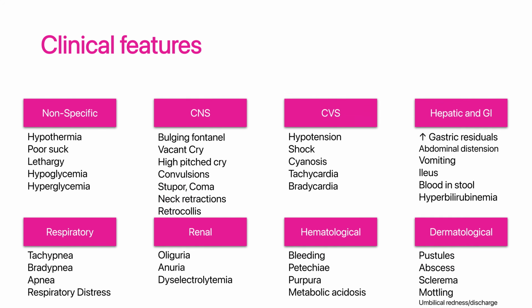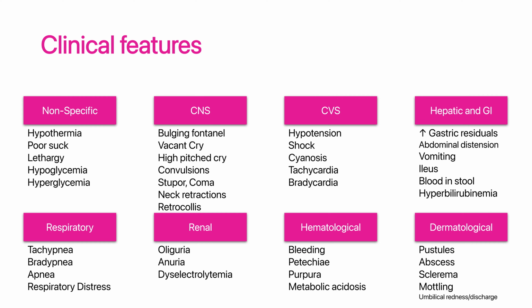So what are the clinical features in a neonatal sepsis? There is no point telling about the clinical features in a neonatal sepsis case because, as you can see in this slide, any clinical feature in a neonate can be a feature of neonatal sepsis. It can be a non-specific sign like hypothermia, poor suck, lethargy, hypoglycemia and hyperglycemia, or it can be ascribed to a particular system like central nervous system, cardiovascular system, gastrointestinal system, respiratory, renal, hematological and dermatological system.